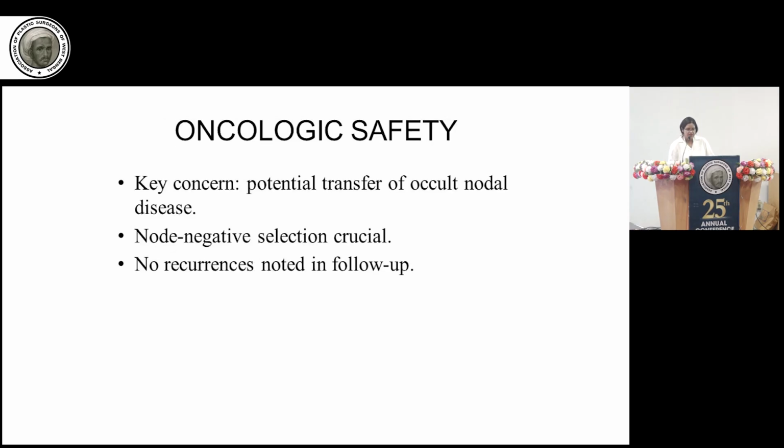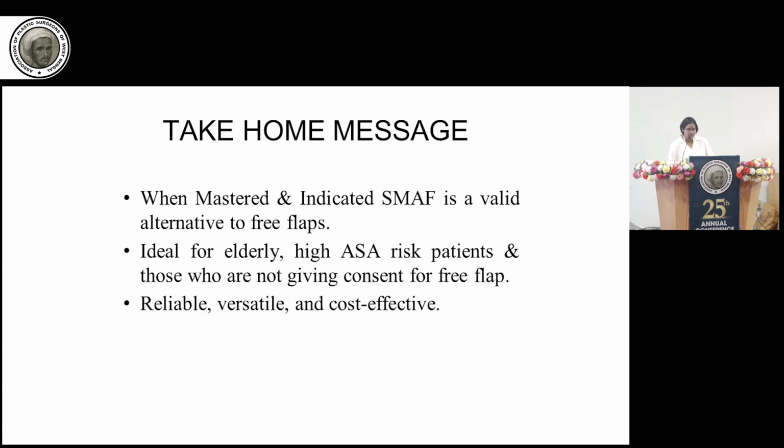Now coming to discussion. The submental artery flap is reliable and safe in experienced as well as resident hands. It is comparable to free flap in cosmesis and function. The marginal mandibular nerve can be safely preserved with careful dissection, which should be done at the suprafascial level. Advantages of the submental artery flap: it is thin and pliable, shorter operative time, good aesthetic results, and low donor site morbidity.